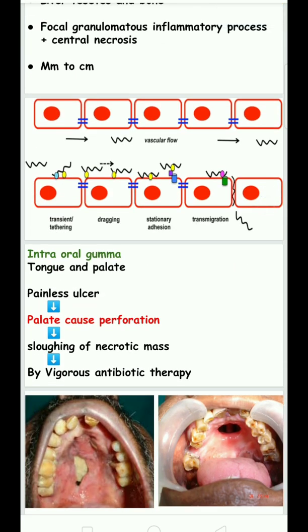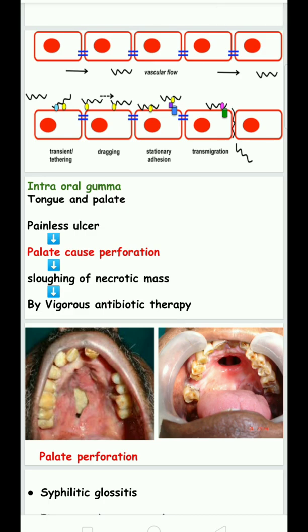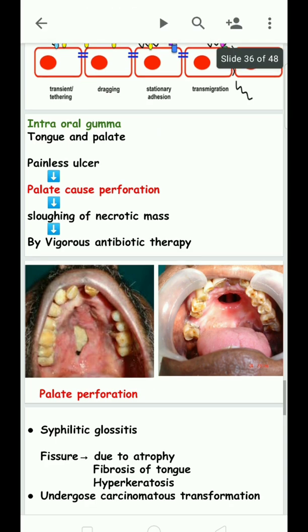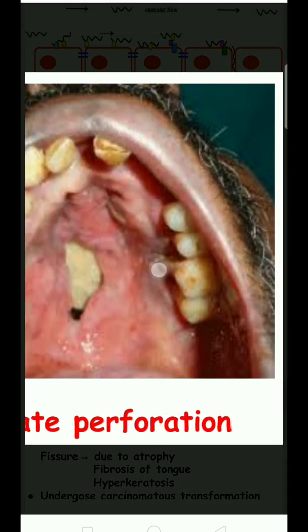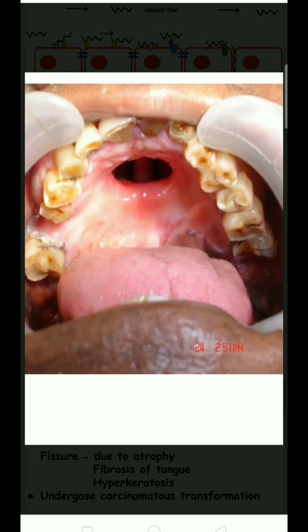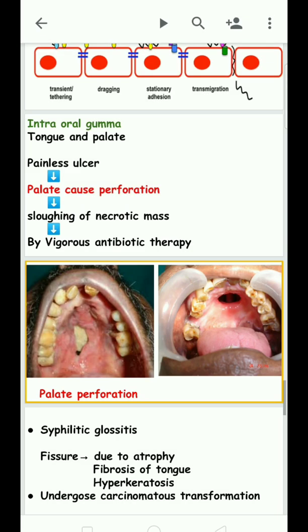In intraoral gumma, the tongue and palate are the common sites. It is a painless ulcer. The palate area undergoes perforation and sloughing of the necrotic mass. This necrotic mass sloughs off with vigorous antibiotic therapy.